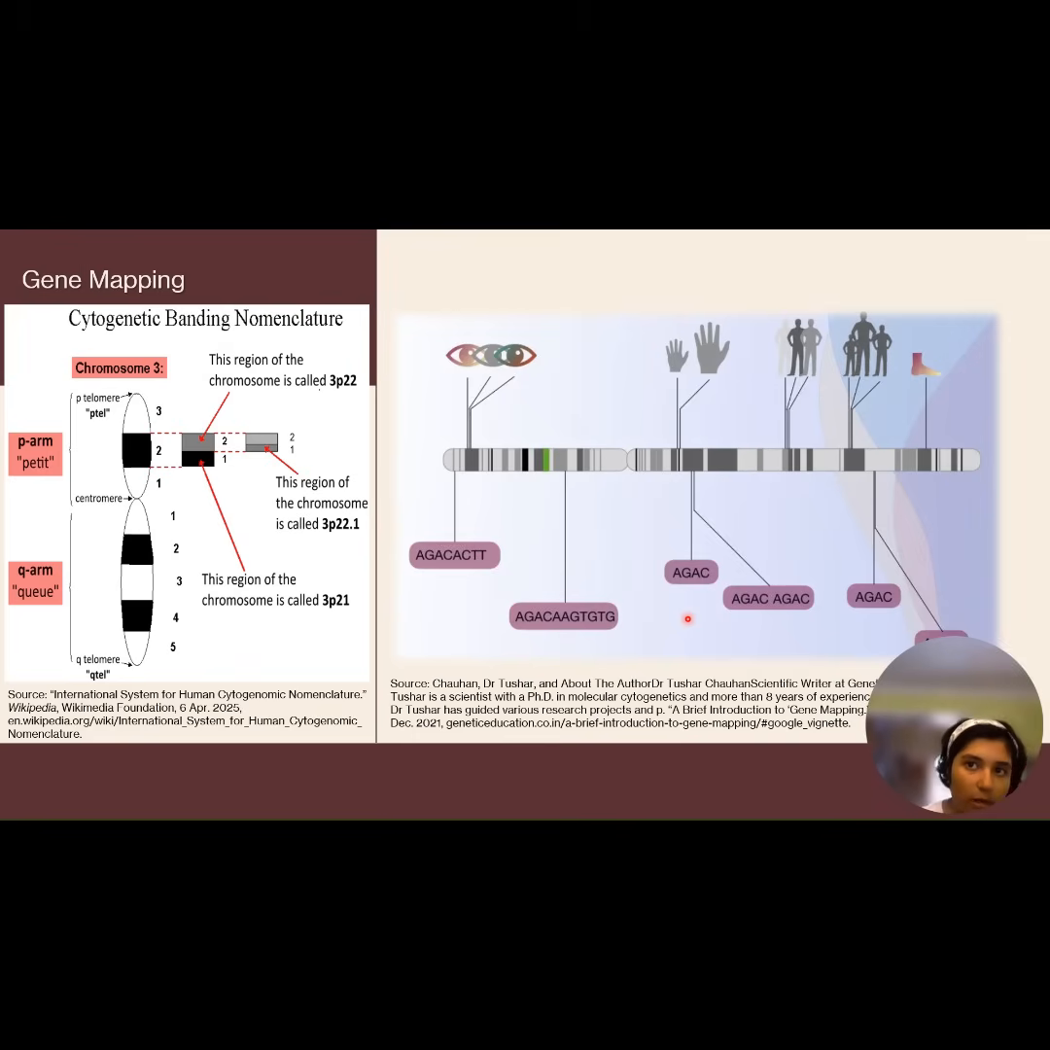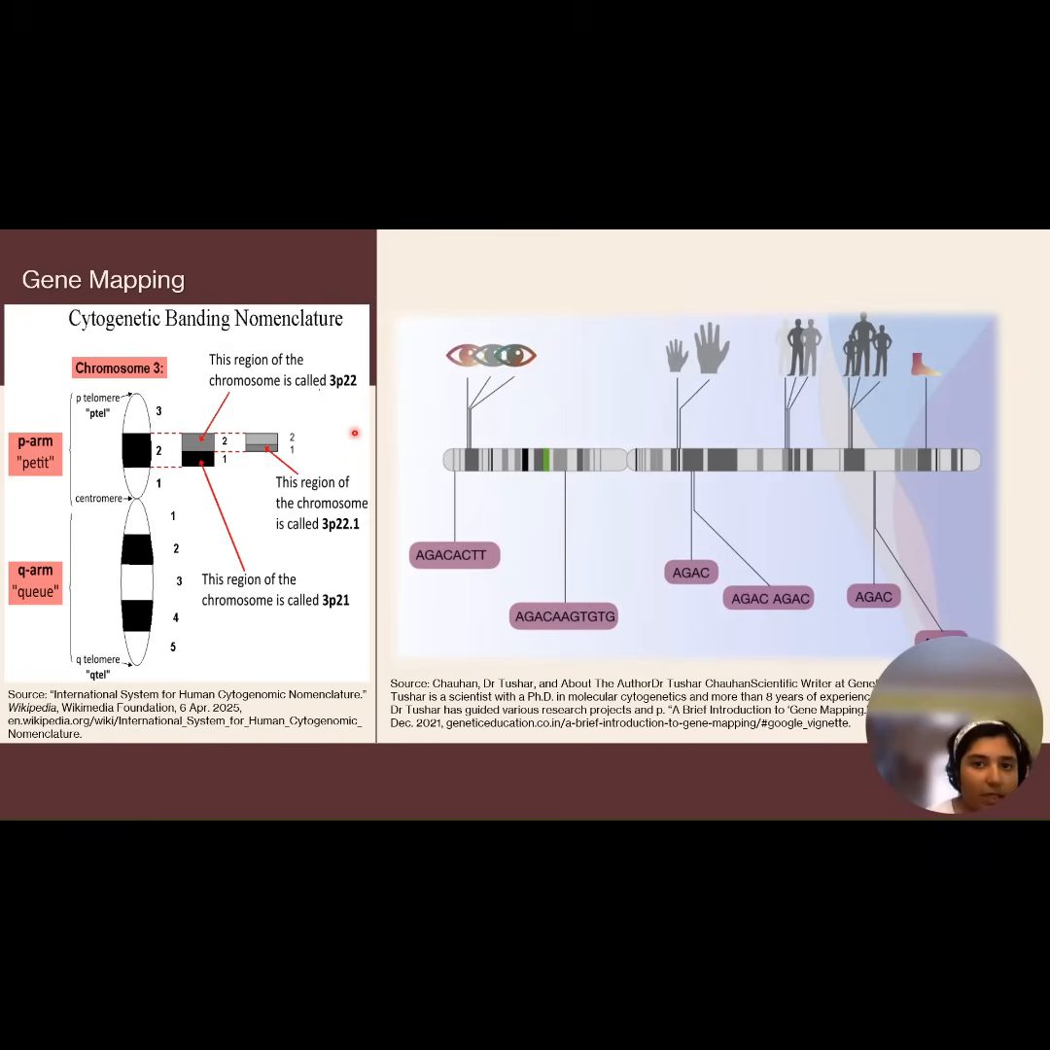Gene mapping also helps to identify genes linked to traits or diseases like familial ALS, and then to develop targeted treatments or genetic tests. Another aspect you should try to understand is the nomenclature used in gene mapping.